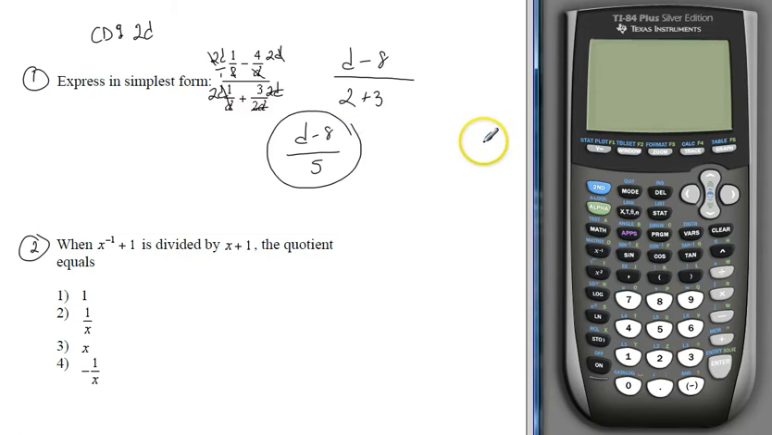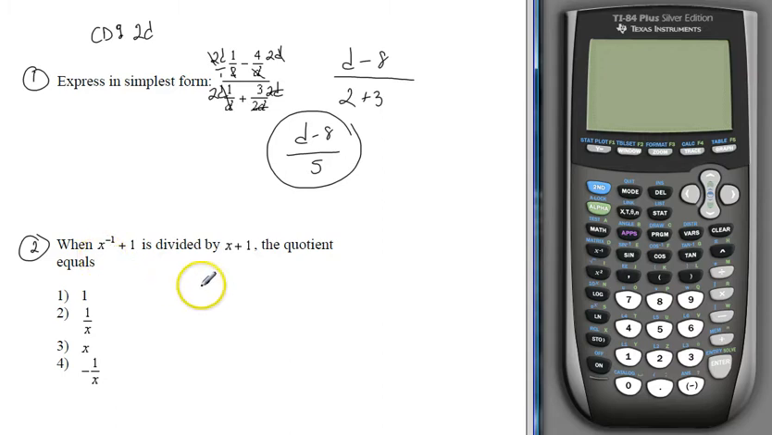Let's try it again. Now look at this one. You might say, hey, that doesn't look like the same type of problem. Well, that's because you didn't fix it yet. It says when x to the negative 1 plus 1 is divided by x plus 1, the quotient equals whatever. Now, on the day of a test, if you got desperate, you could plug in a number for x, make it a crazy decimal, plug the same number into all the answers and pick the right answer. Just don't use zeros or ones or twos even. But we're going to do it the real way.